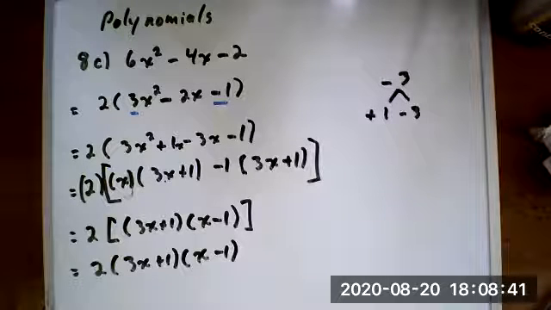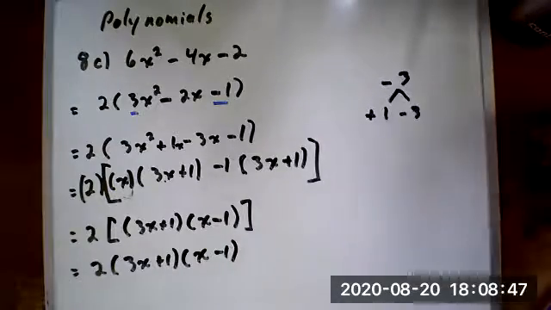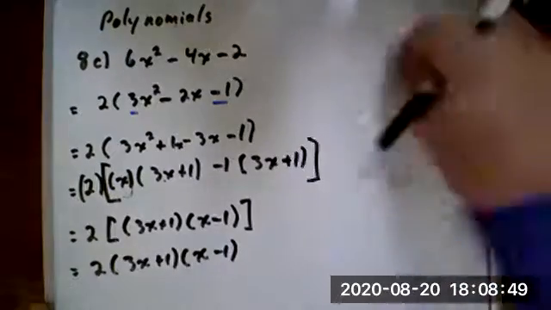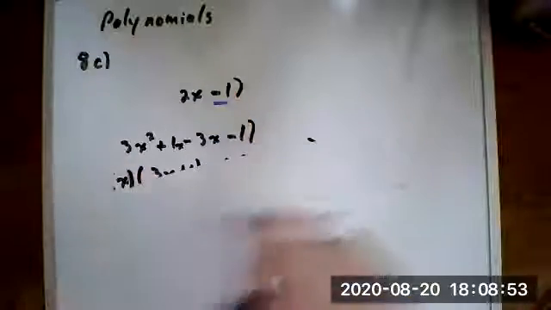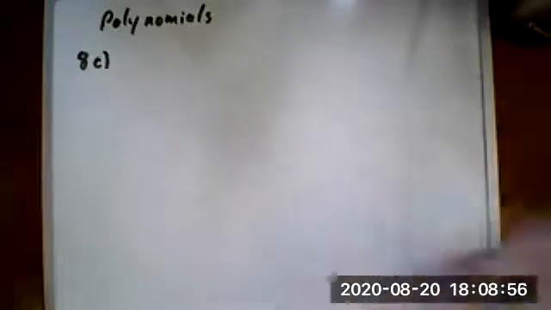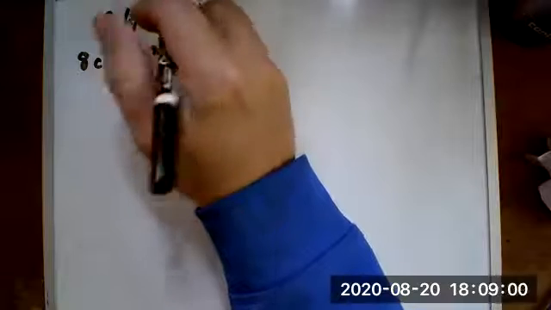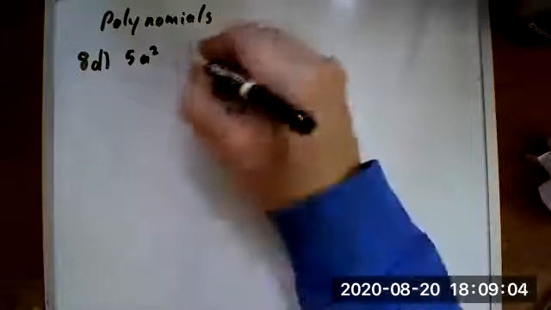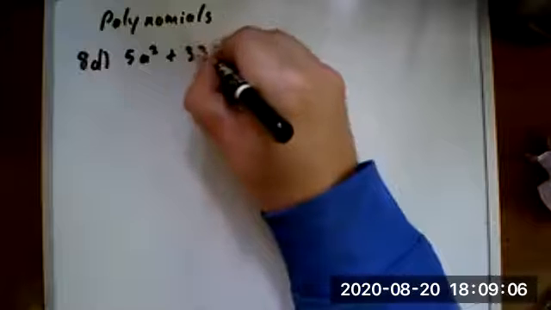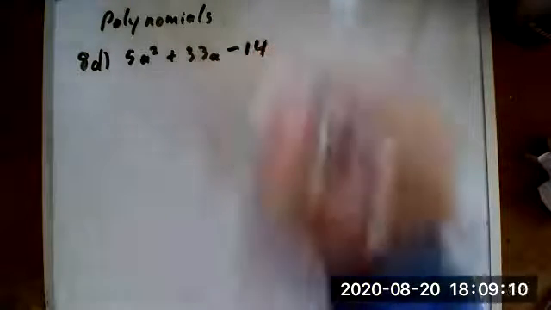I'm going to do question D next because it's also another AC factoring one. And this one's going to have much bigger numbers. So D says 5a squared plus 33a minus 14.